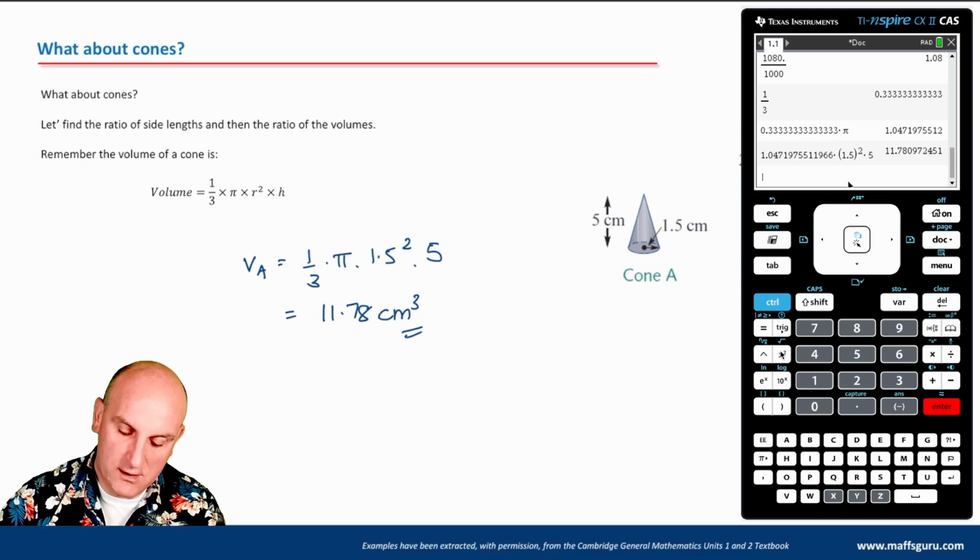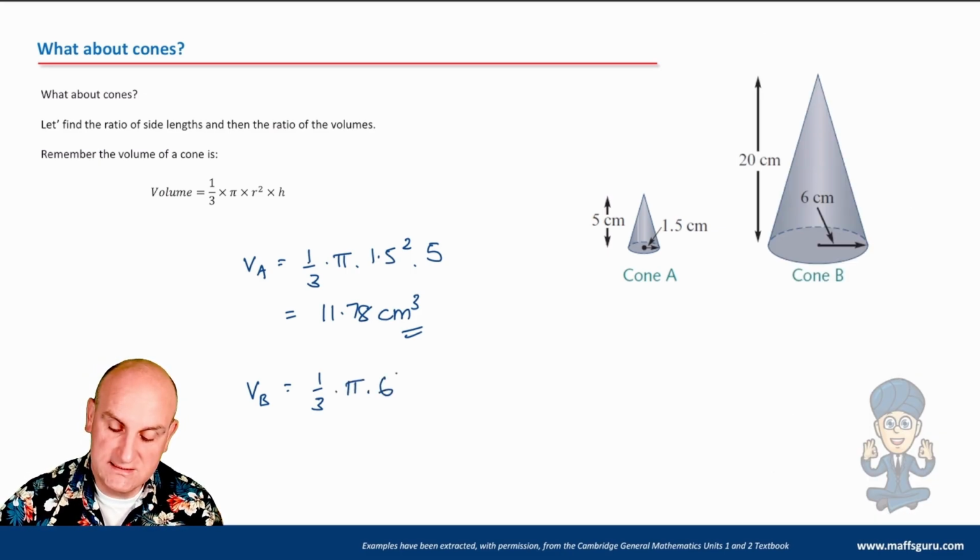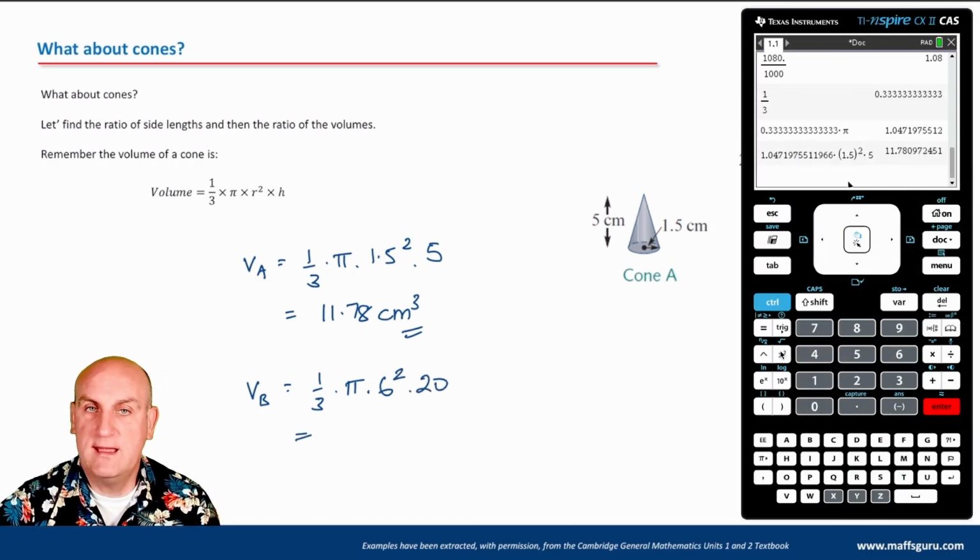What about the volume of the bigger cone? So let's say volume of cone B is also going to be 1/3 times pi times, let's actually bring it in, radius, it's just 6 squared, times by my height of 20. And bring up my calculator. It's on and off, on and off, on and off.